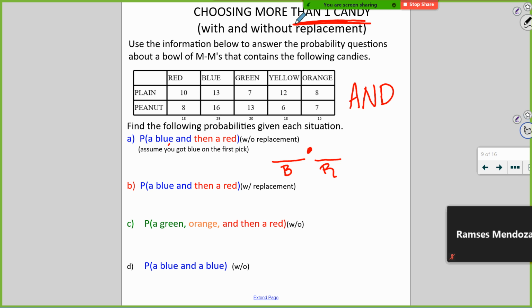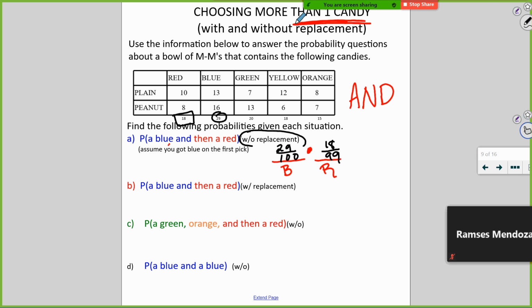So I still like to draw those little lines as stages so that I can fill in some answers, right? So this first one is going to be without replacement. So you pick an M&M and then you eat it. You do not put it back in the bowl, right? So the probability that it would be blue would be 29 out of 100. All right, so you assume you got a blue. You assume you got what you wanted. You eat it. 99 M&Ms left. Now I'm going to say the probability of red, 18.